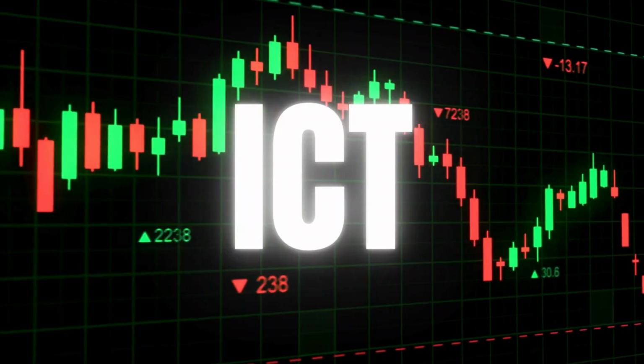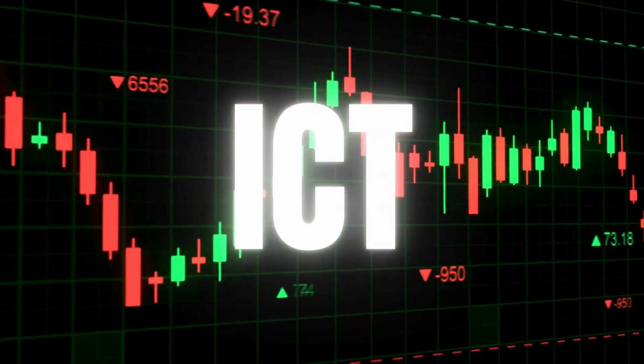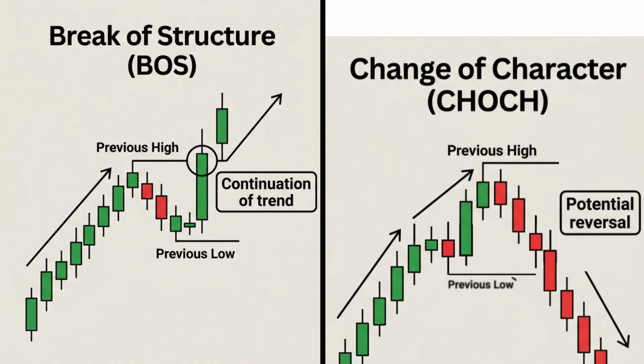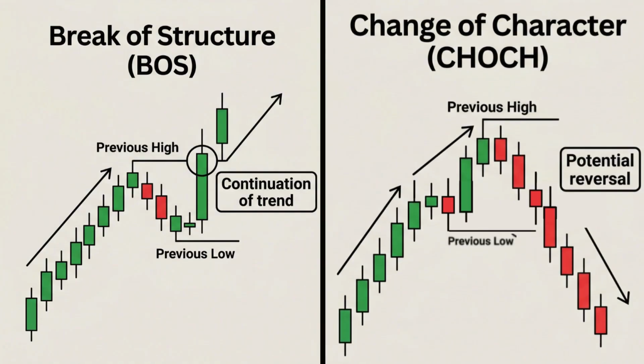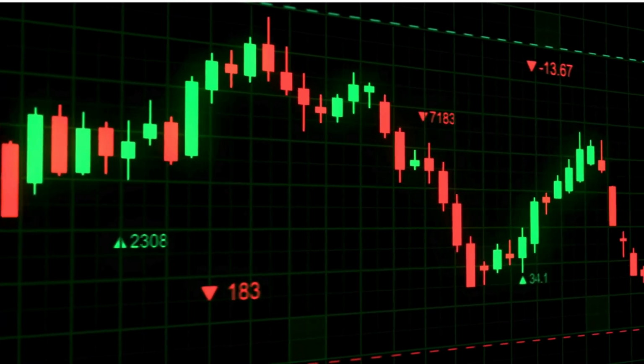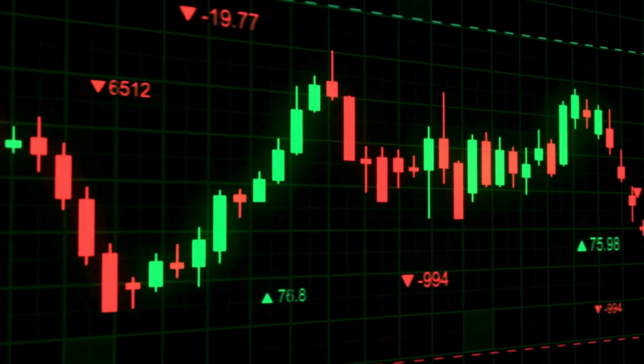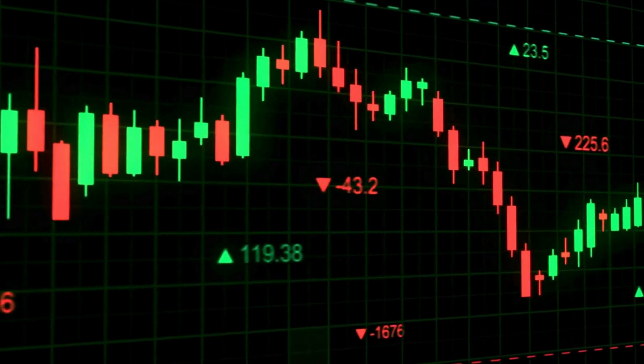And in ICT, there is a very specific framework for answering that question. It is the difference between a break of structure and a change of character. Once you understand this distinction, you will never again sit there paralyzed wondering whether the market is reversing or just pulling back. You will know, and you will act on it with confidence. Let me show you exactly how it works.